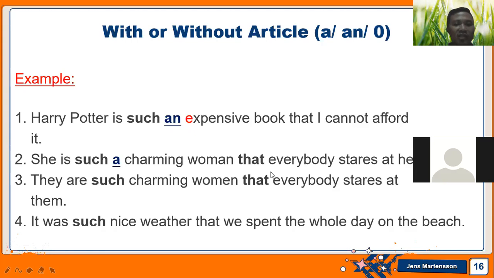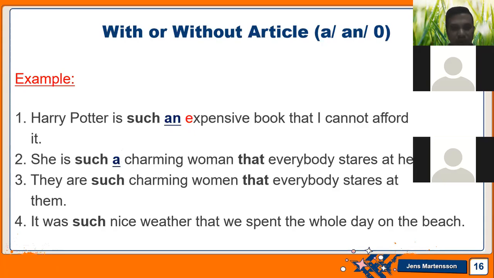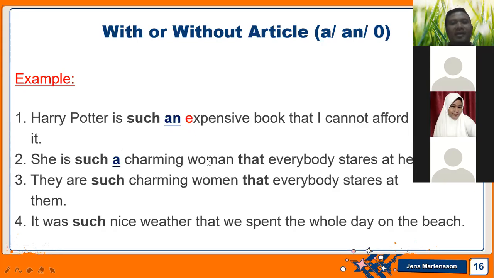So number 2, is this sentence okay? Good sentence? Yes, sir. We need a here. Why? Woman. This woman is a countable noun. Countable or non-countable? Countable. Yeah, then we use a here.